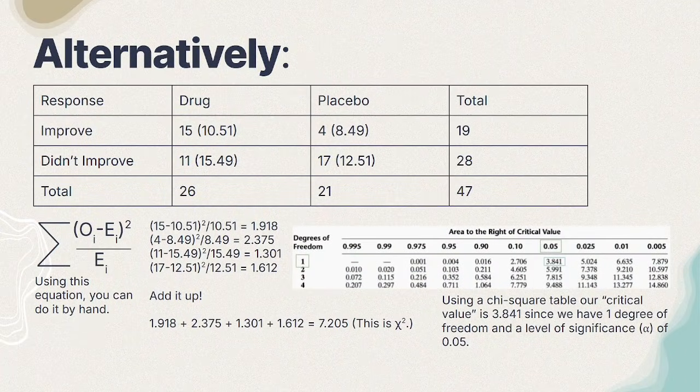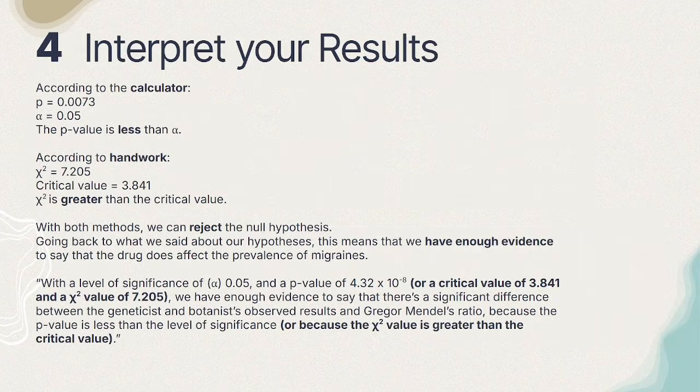By hand, the degrees of freedom here is rows minus 1 times columns minus 1, which equals 1, giving us the same critical value of 3.841 as before. Our chi-square value of 7.204 is greater than the critical value and our p-value is less than alpha. So once again we reject the null hypothesis. We have enough evidence to say that this drug does have a real effect on reducing migraines.